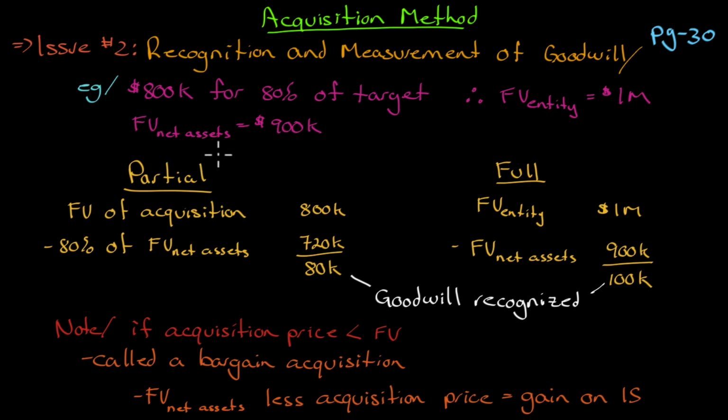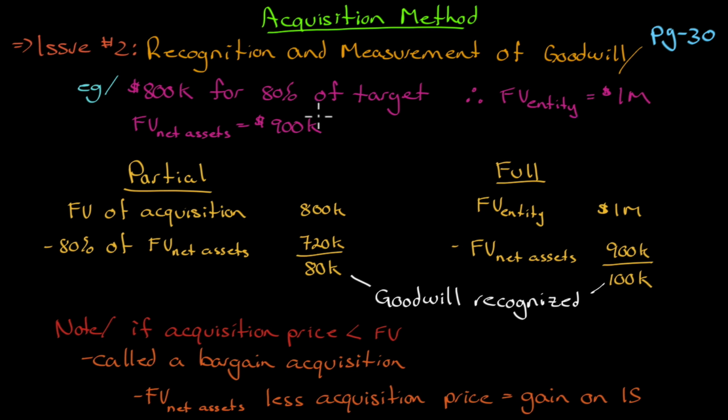Let's look at partial goodwill. Partial goodwill is the fair value of the acquisition, $800K, minus the fair value of the net assets. Since we only have 80%, that's the fair value of our acquisition, 80%. We have 80% of the fair value of the net assets. 80% of 900,000 is 720,000. 80,000 is the goodwill that would be recognized. That's partial. That 80,000 represents, we can see from the 900 to a million, this is implying that there's $100,000 of goodwill.